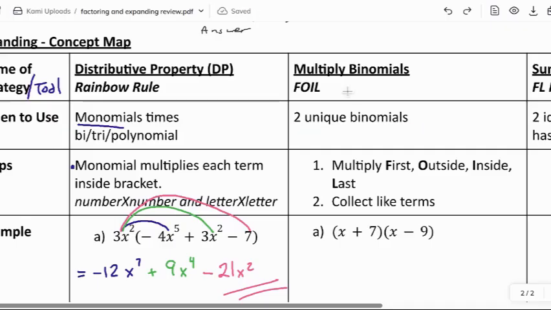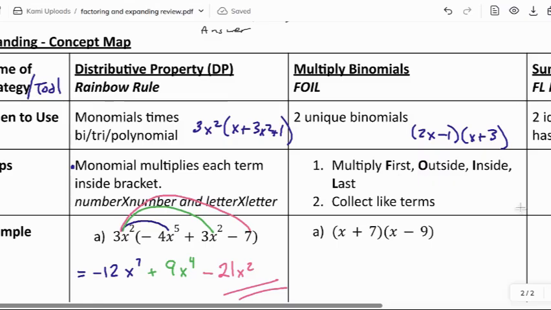So on your tool sheet, you cannot use examples, but if you want to, write a question like this, to say this is an example of a question that you would do with the distributive property. This is an example of a question that you would do for multiplying binomials. You can write that, you just can't solve it. Okay, so what are the steps of multiplying two binomials?